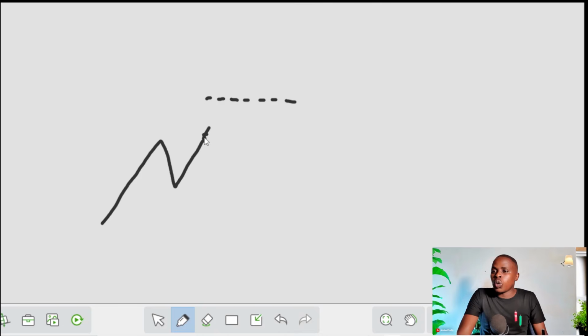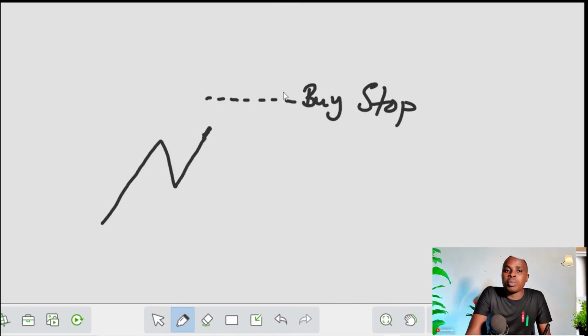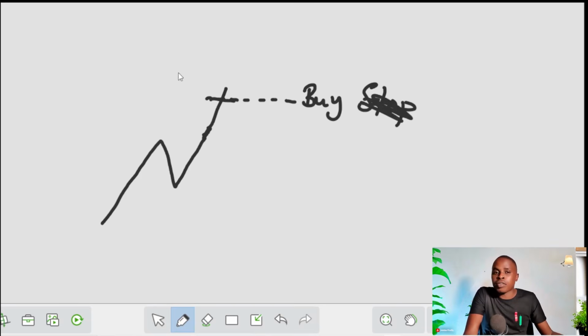So instead of sitting on your chair waiting for the market to go there, what you can do simply is place a buy stop. The buy stop is not going to be triggered until the market goes and crosses the zone that you have put your buy stop at. Then this buy stop is going to change into a buy order, and you are now starting to see profits and losses.